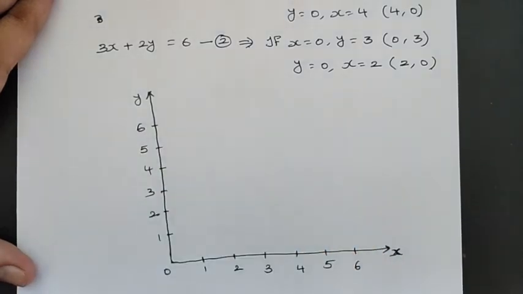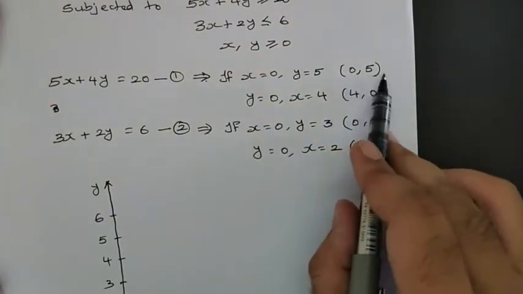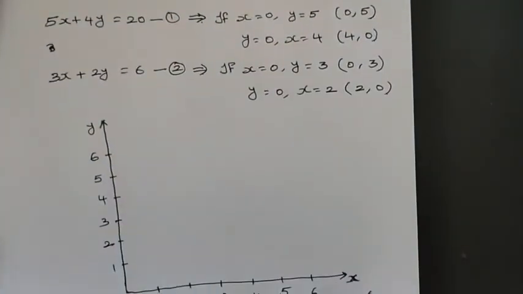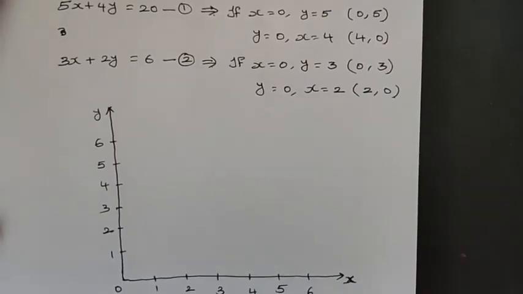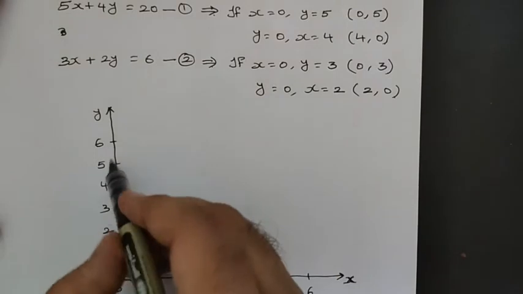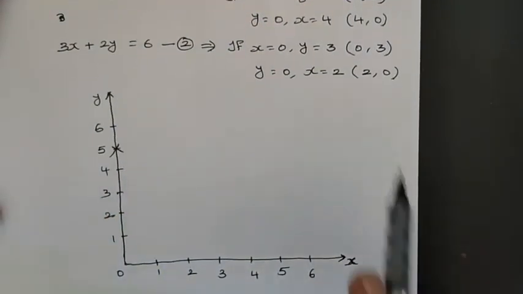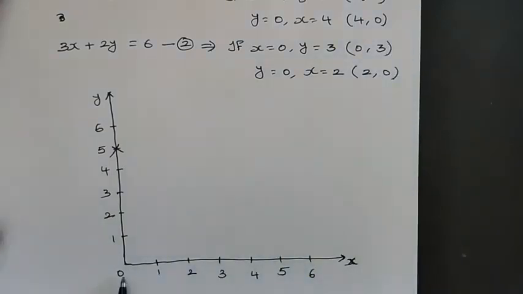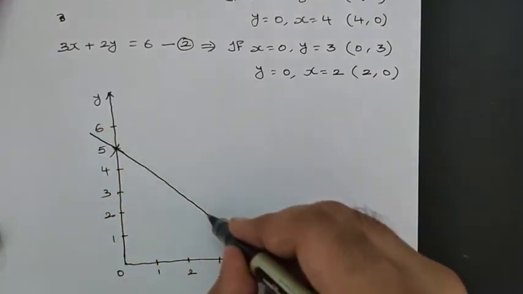So now let us locate the first equation here, 0 comma 5, 4 comma 0. So what is 0 comma 5? 0 comma 5 means x is 0, y is 5. So this one is the point. And what is second one? 4 comma 0. So x is 4, y is 0. So now draw a line by joining these 2 points.